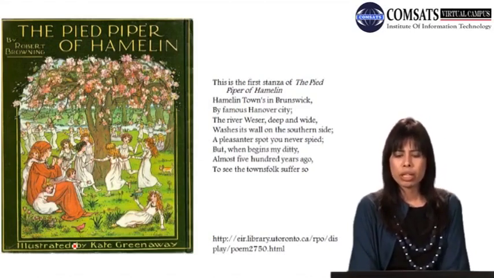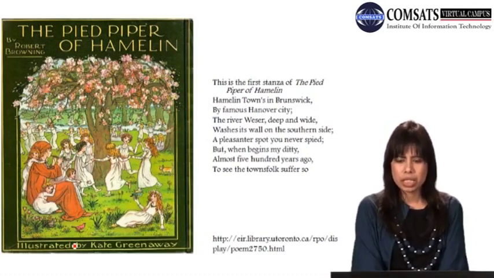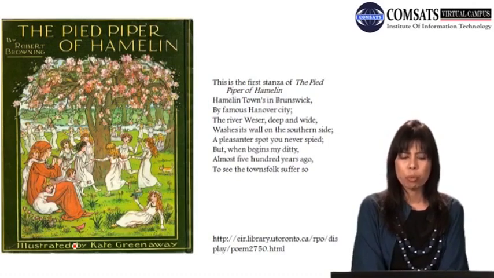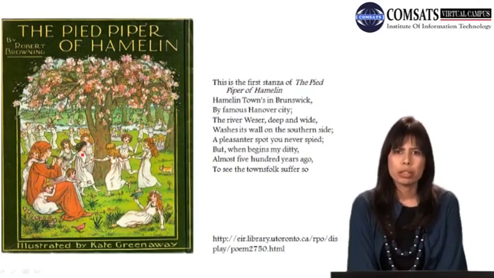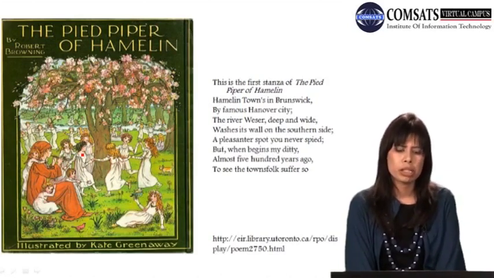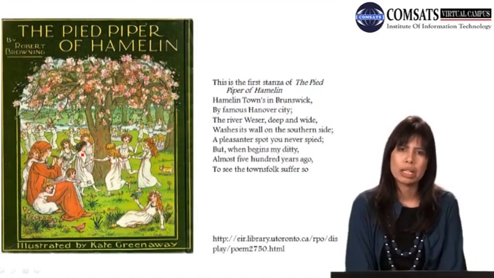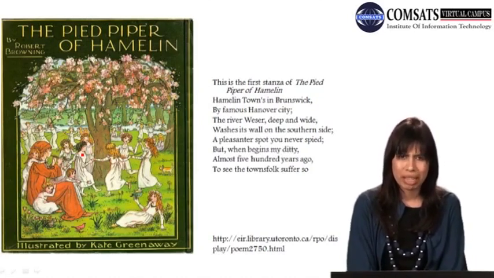Hamelin town in Brunswick, by famous Hanover city, the river Weser deep and wide washes its wall on the southern side. A pleasanter spot you never spied, but when begins my ditty, almost 500 years ago, to see the townsfolk suffer so. So dear students, here you could analyze this first stanza of The Pied Piper of Hamelin. Basically the elements of nature are also there, the description of the city and the kind of sufferings people had at that time, and his historical past as well is present in this stanza.